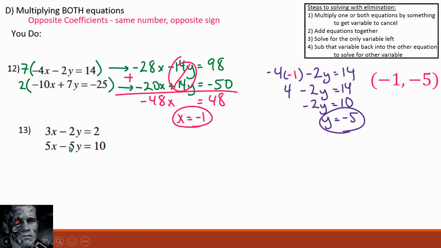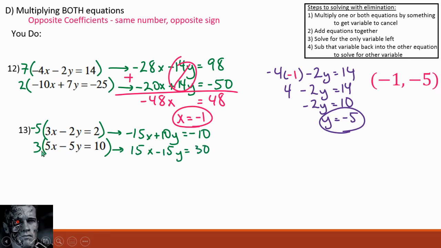And then number 13. Number 13, again, notice both variables, x's and y's, they have the same signs. X's have positives, y's are negatives. So I'm going to have to include a negative somewhere. And in this case, I chose to just put it in the top. I multiply the top by -5 and the bottom by 3. Notice that's going to help me eliminate the x's. So the y's are going to be left over when I add those together.